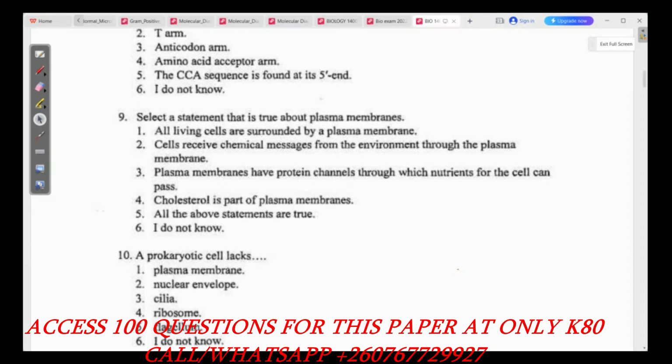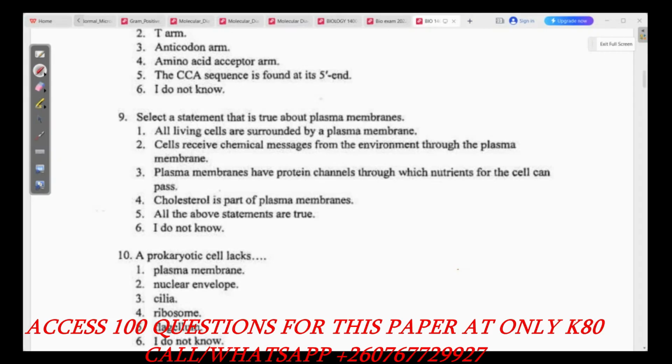Select the statement that is true about plasma membranes. So 1 is saying all living cells are surrounded by plasma membrane, which is true because in the previous question, which was I think question 7, we had a similar question about plasma membrane. So I said all living organisms have plasma membrane, be it prokaryotic or eukaryotic cell. So 1 is true. Cells receive chemical messages from the environment through the plasma membrane. That is true. So these chemical messages, they have to pass through what? The plasma membrane. Okay.